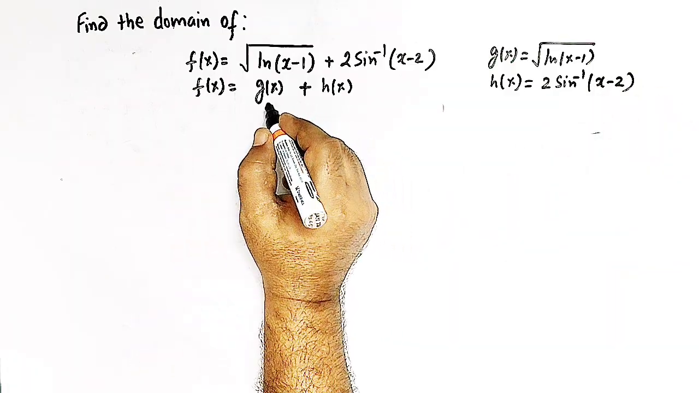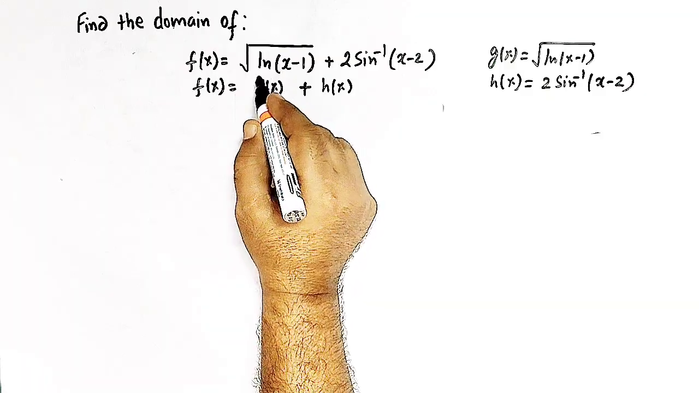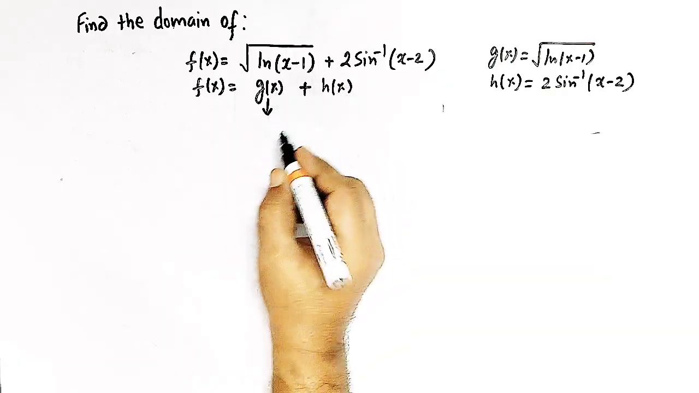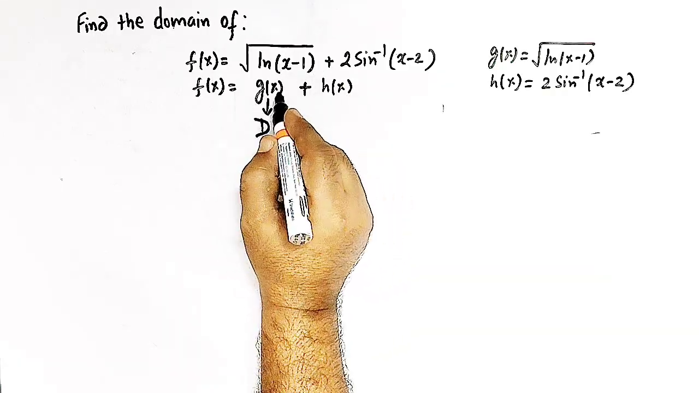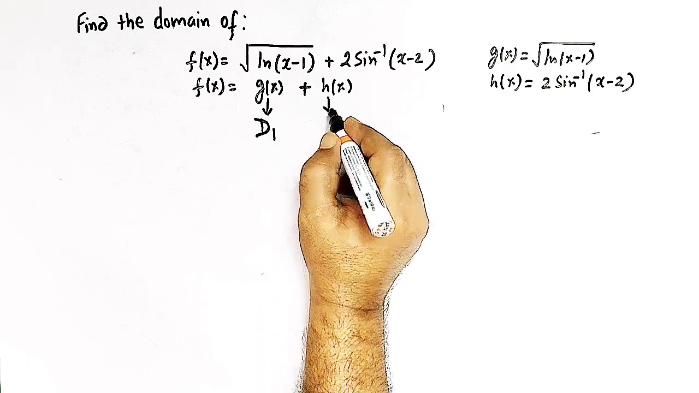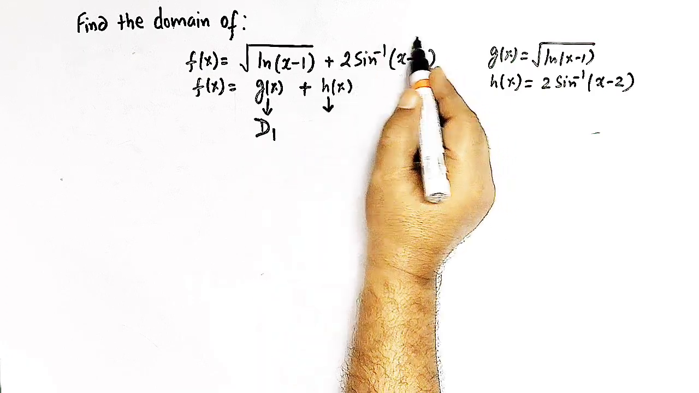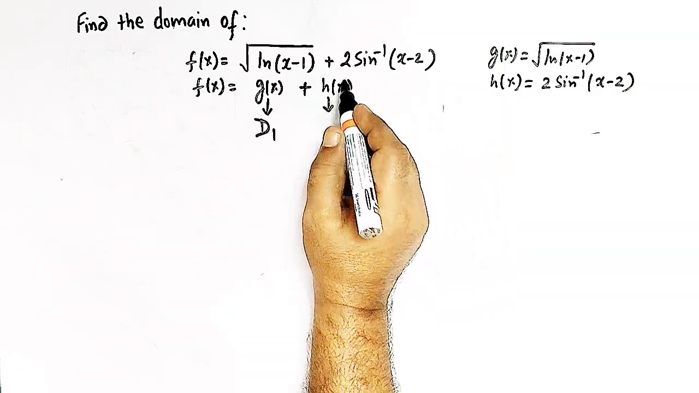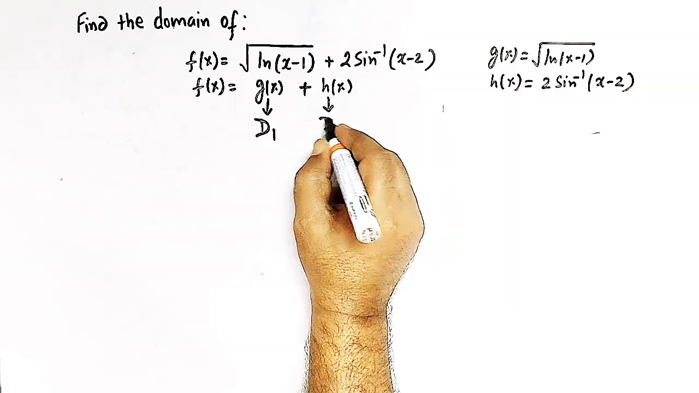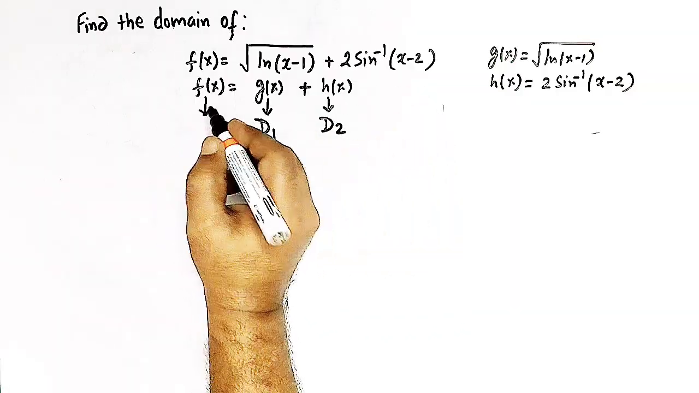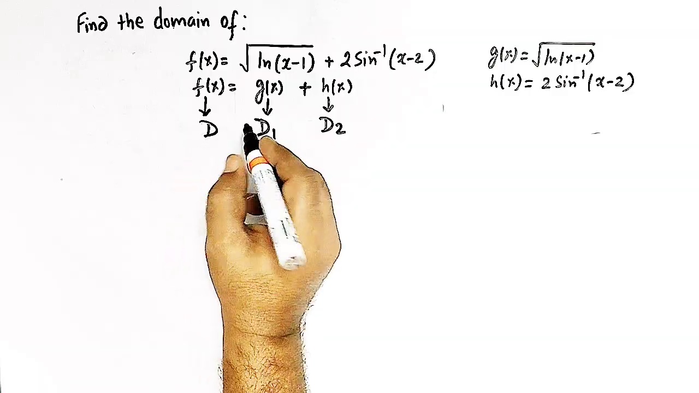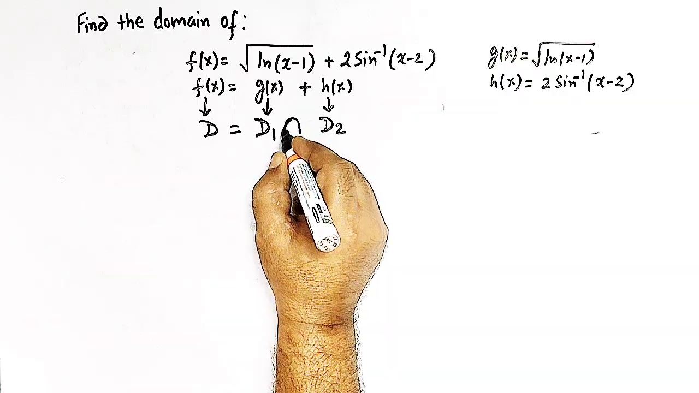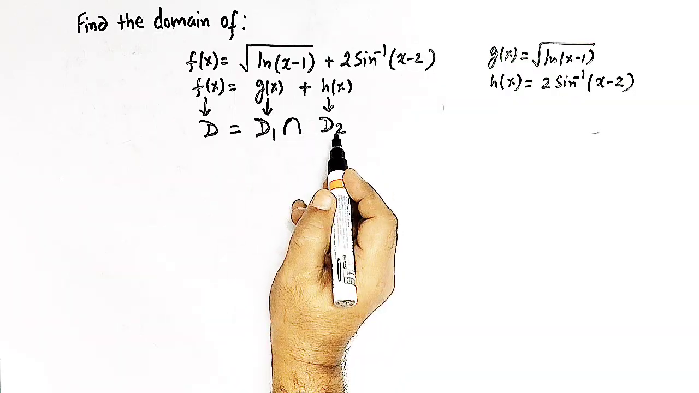Here, we will first find the domain of this function g of x, which is square root of natural log of x minus 1, and let us call the domain of g of x as d1. Then we will find the domain of the function 2 times sine inverse x minus 2, and let us call the domain of this function d2, and let us call the domain of f of x as d. So the domain of f of x is the intersection of the domains d1 and d2.